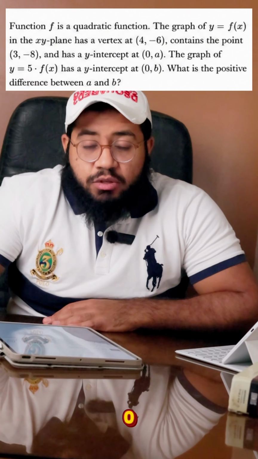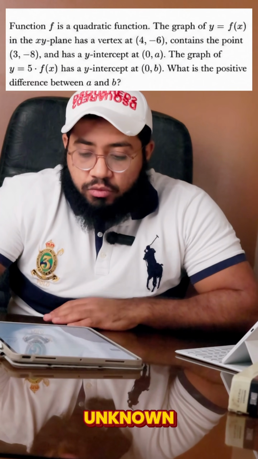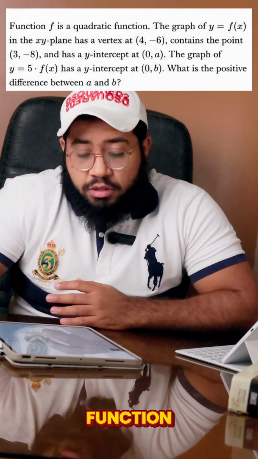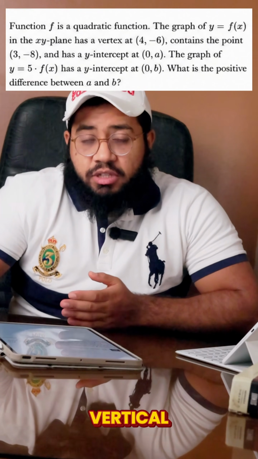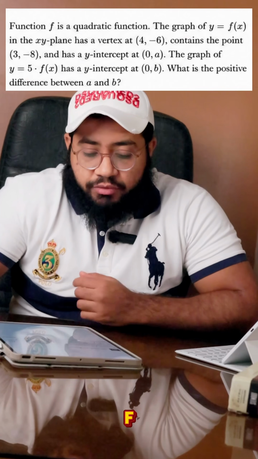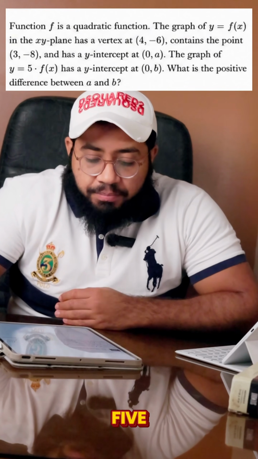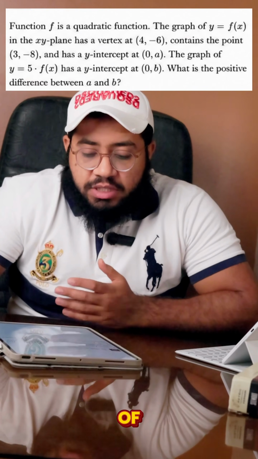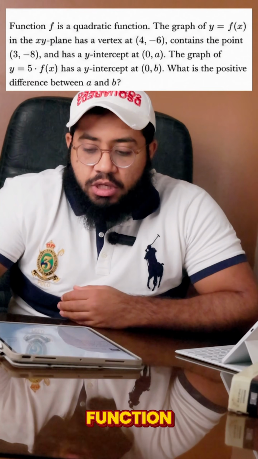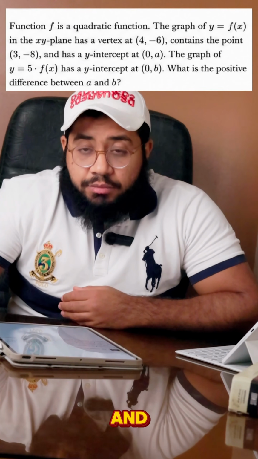And has a y-intercept at 0 and a. So the y-intercept is unknown. The graph of y equals 5 multiplied by f of x. So this is a different function. This function is a vertical dilation, a vertical stretch of the original function, which is f of x, because it's multiplied by a factor of 5. Y equal 5 multiplied by f of x has a y-intercept at 0 and b. So the b is the y-intercept of the second function. What's the positive difference between a and b?